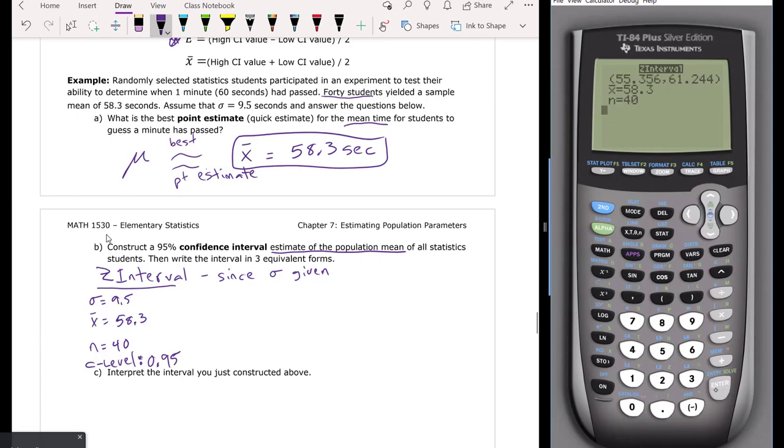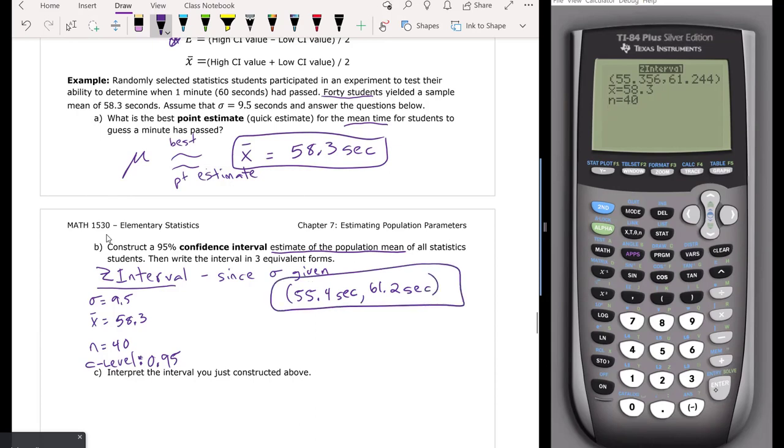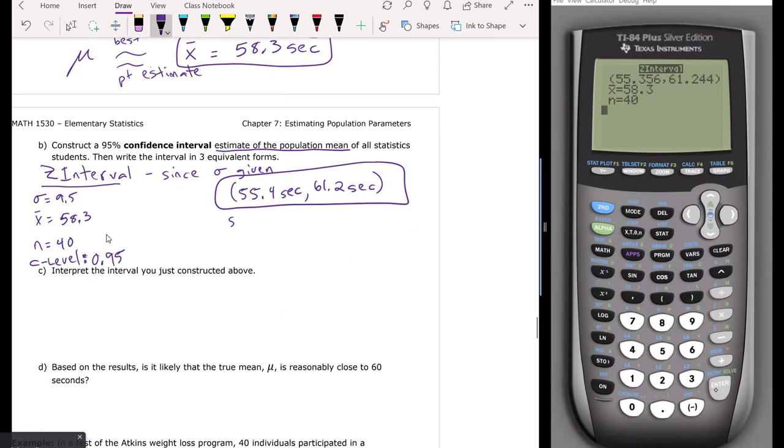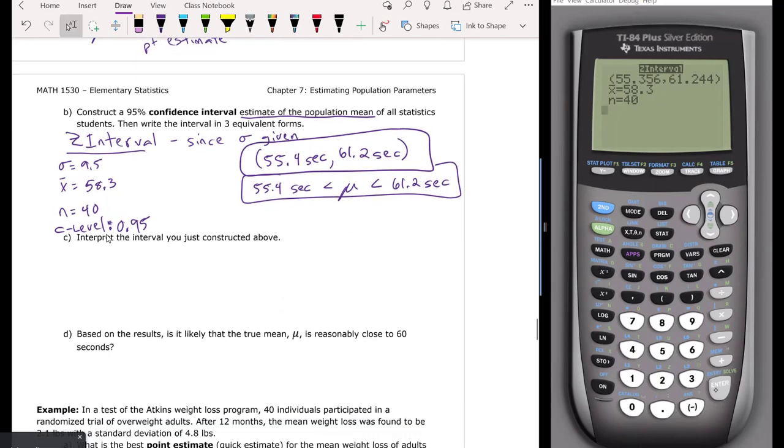But it looks like it gives us, we'll just do one decimal place, 55.4 seconds to 61.2 seconds. So that would be one way you could write it right there. You could also write it with the inequality: 55.4 seconds less than mu, because that's what we're trying to estimate, less than 61.2 seconds. That's another alternative way. Sometimes your homework system will have you write it with the less than symbols. And then last but not least is the plus or minus E form.